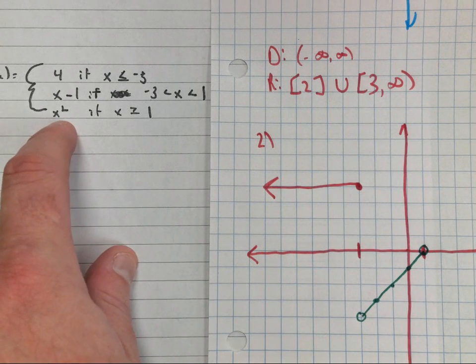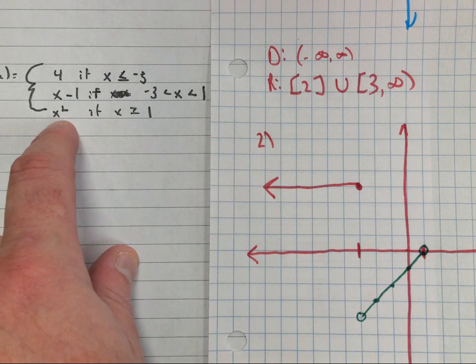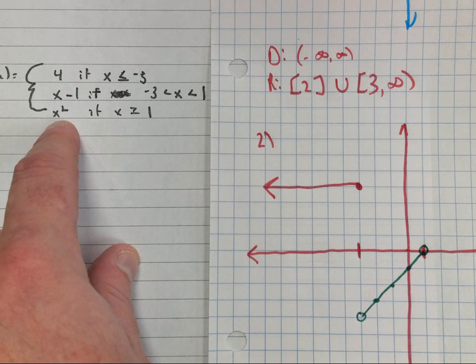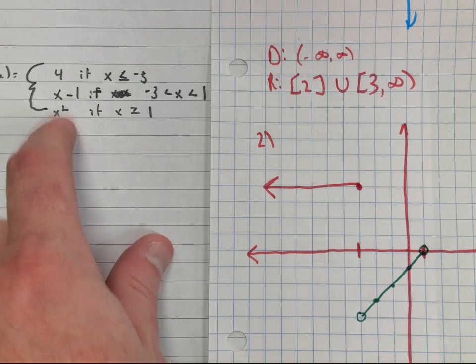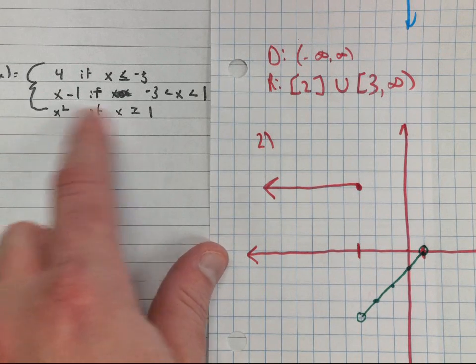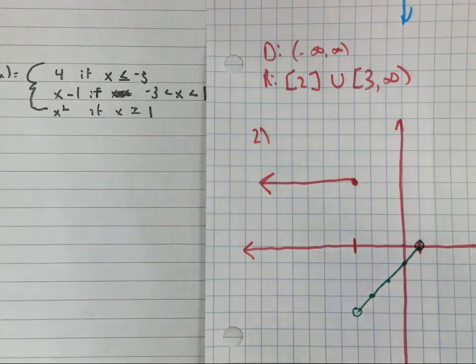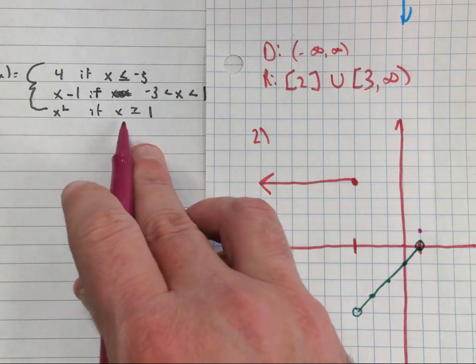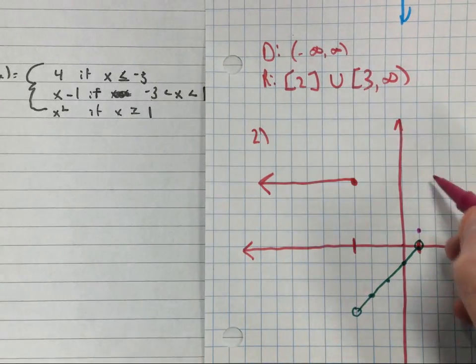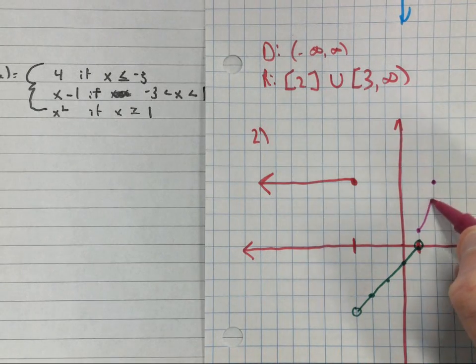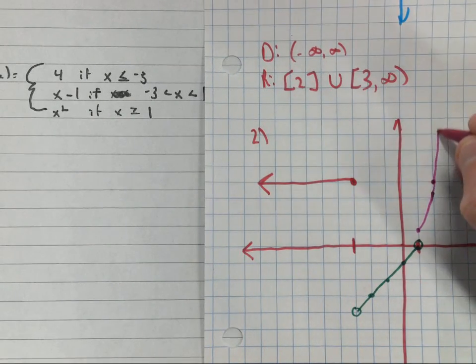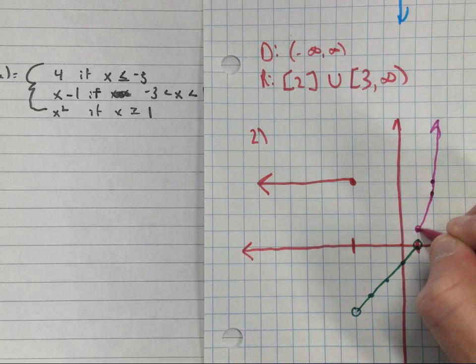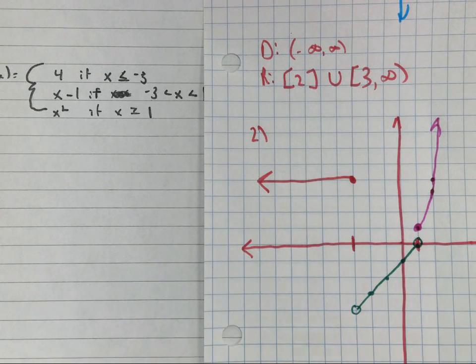Can I use slope to graph this last piece? No, the quadratic function does not have a slope like a linear function. So we're just going to plug values in. I'll plug 1 in. What's 1 squared? 1. So I'm going to go to 1, put a closed dot, and I plug 2 in because I want x values greater than 1. 1, 2, 3, 4. So there is my piecewise.